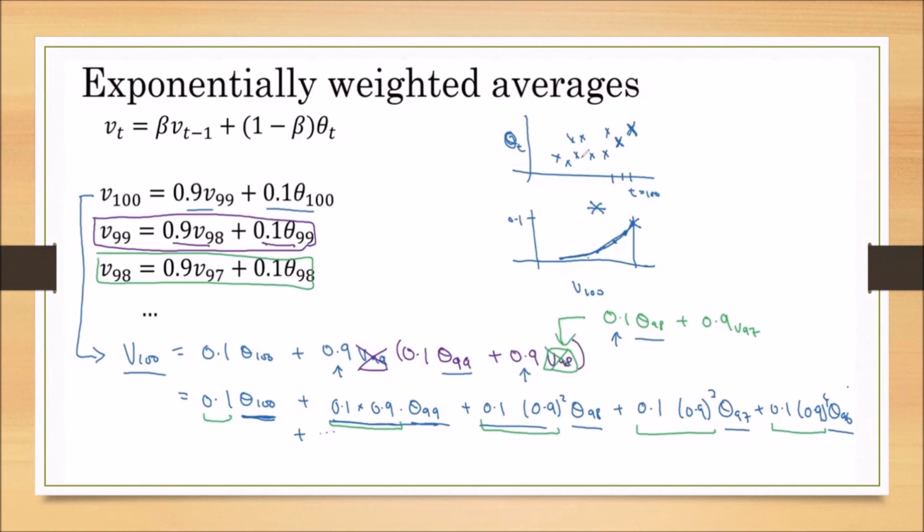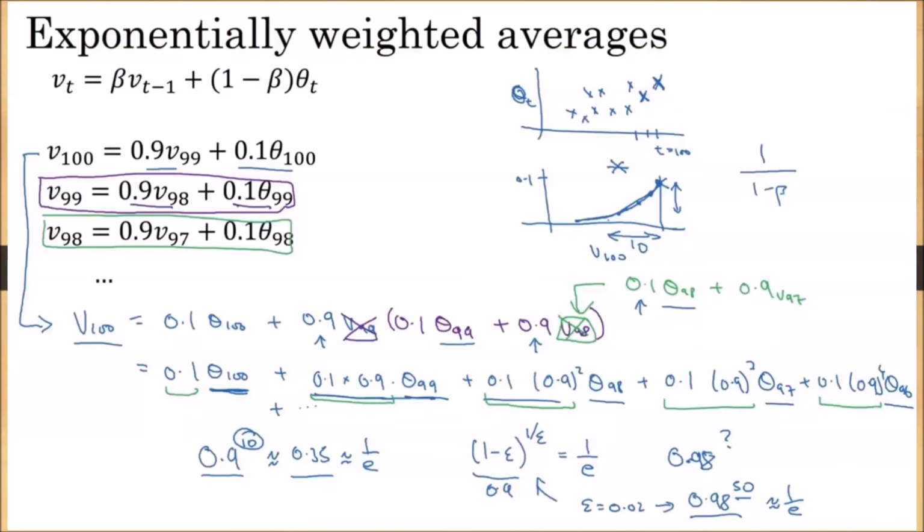After 10 samples, the exponential decay becomes a minimum value, approaching 1 by E. So we can practically neglect those values because they become very small. 0.9 power 10 is almost 0.35. If you multiply the temperature with 0.35, it is a very small value. That's why we neglect it. That's why we say whenever the beta value is 0.9, it can calculate only the 10 days average temperature.